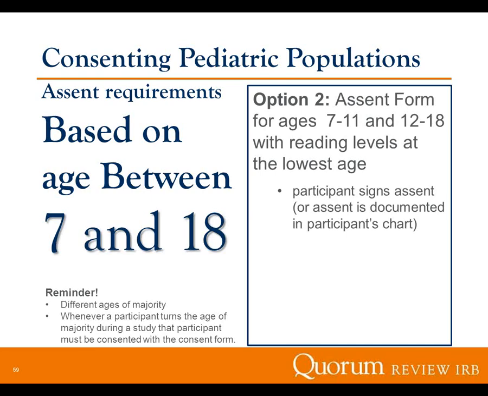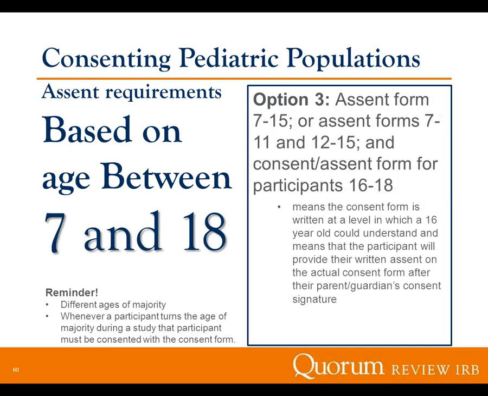Option 2, you can break it down further. You can have that separate consent form for the parent and guardian, and then you have an assent form for ages 7 to 11 and ages 12 to 18 with reading levels at the lowest age. So here you're presuming that the reading comprehension of 12 to 18-year-olds is significantly different than those who are 7 to 11, which very well may be the case. In that way, you can have two assent forms. The participants who are 7 to 11 would assent on that form. Participants who are 12 to 18 would assent on that form. And again, parents would consent for the participation of their child on the consent form.